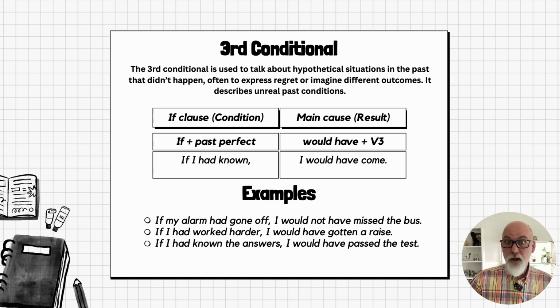Maybe, maybe not. If I had known the answers, I would have passed the test. Oh, okay, that's true. If you had known the answers, you would have passed the test. So see, this is what I said. We can kind of use this as an excuse. If you had told me the answers, I would have passed the test. Okay, yeah, that makes sense. Again, imaginary.